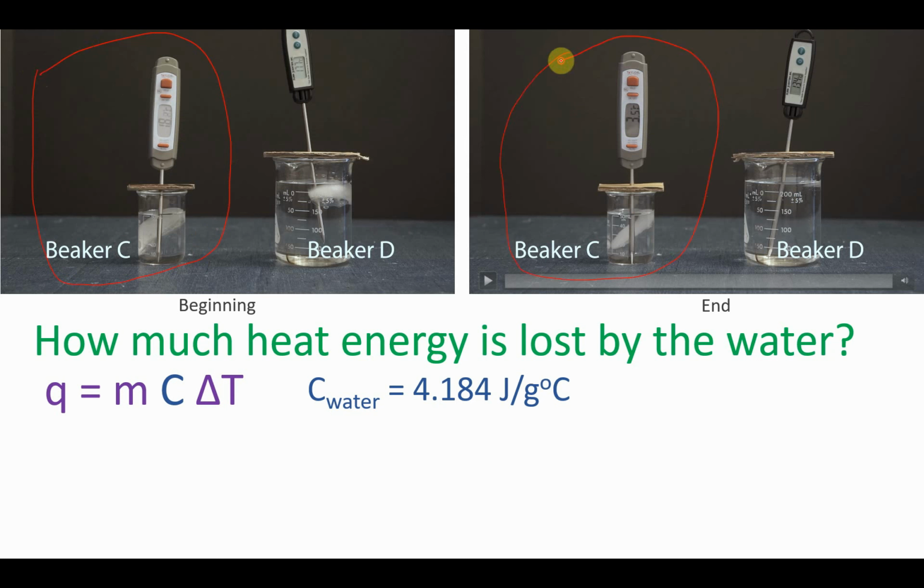What I want you to do is you can see beaker C went from 18.2 degrees Celsius to 3.5 degrees Celsius. You can see about how much water's in there. I'd say a little over 50 milliliters. And I want you to use those values and calculate how much heat was lost by the water. So pause the video here and do that.